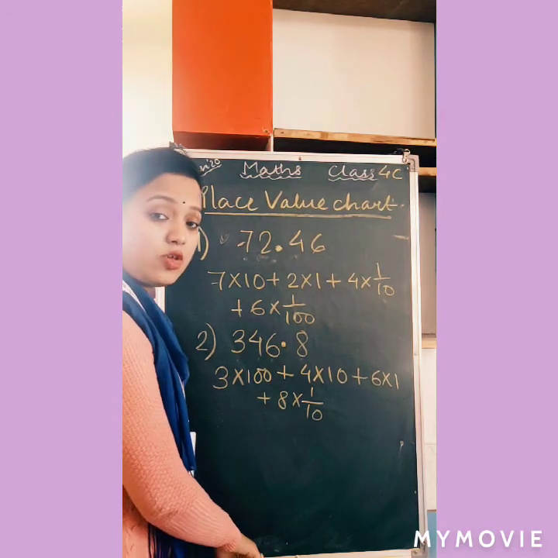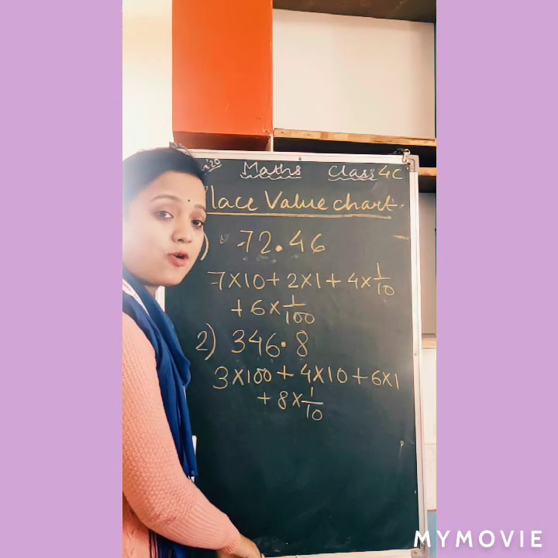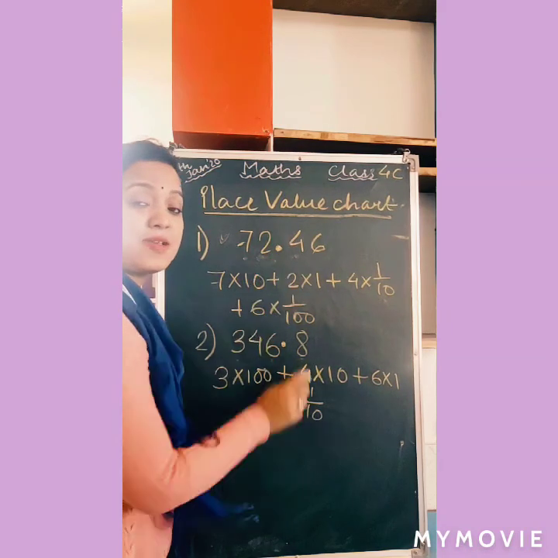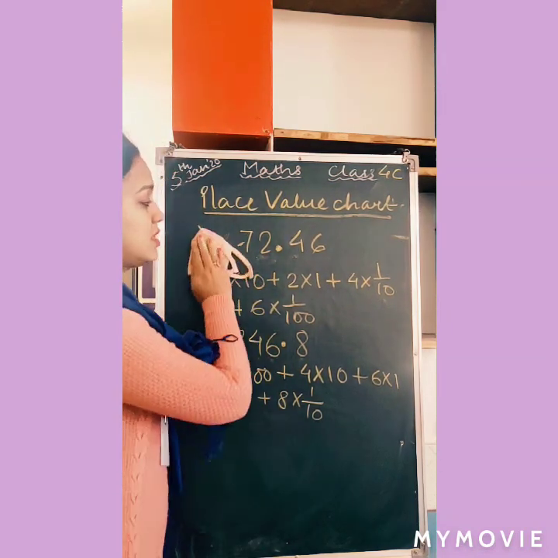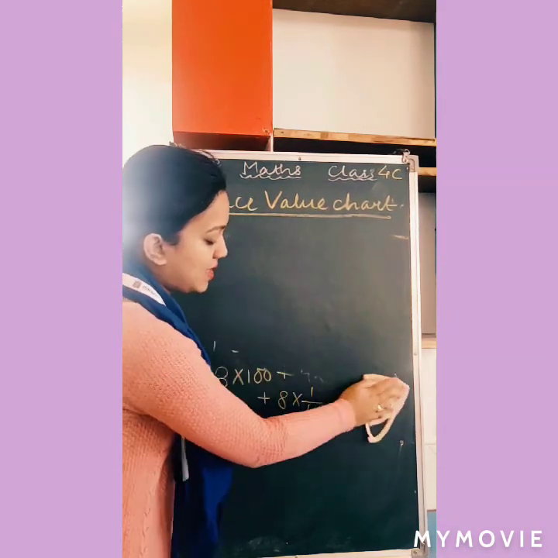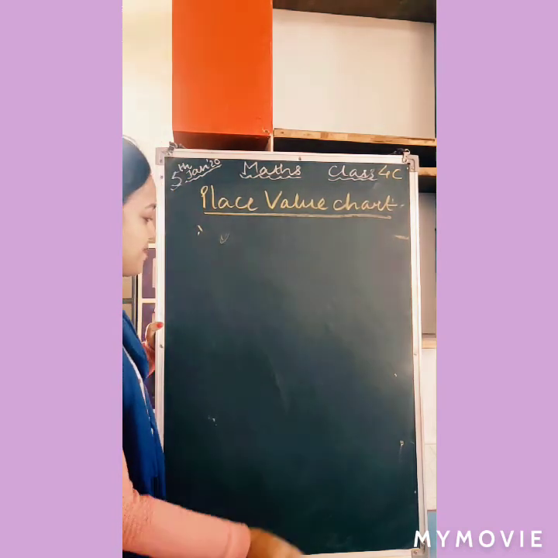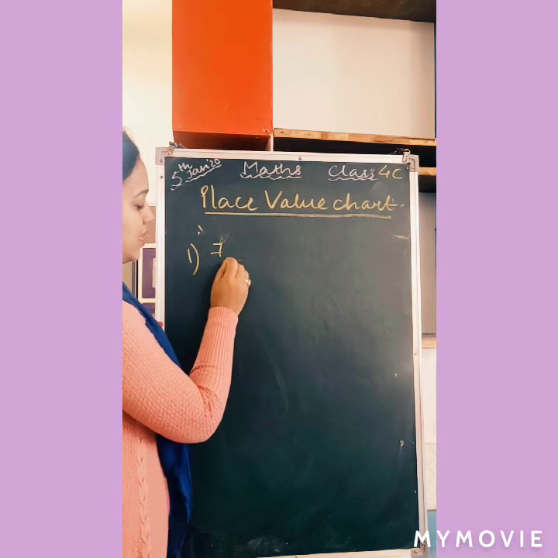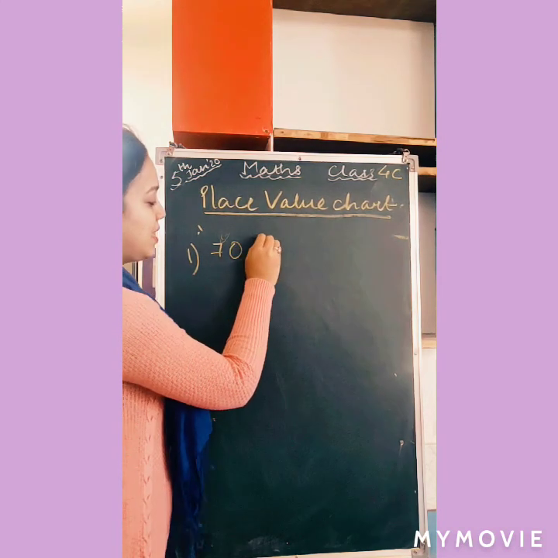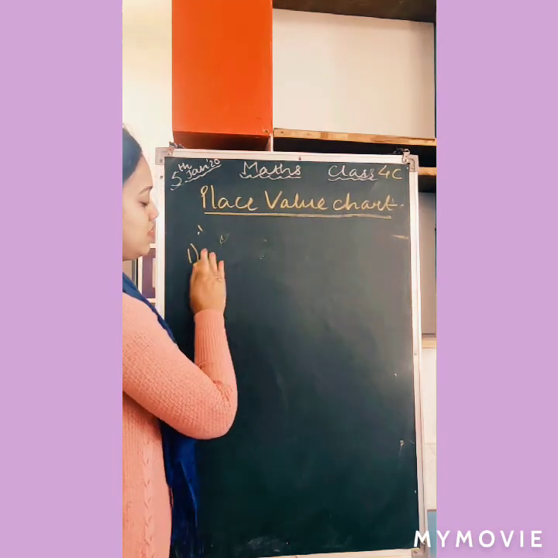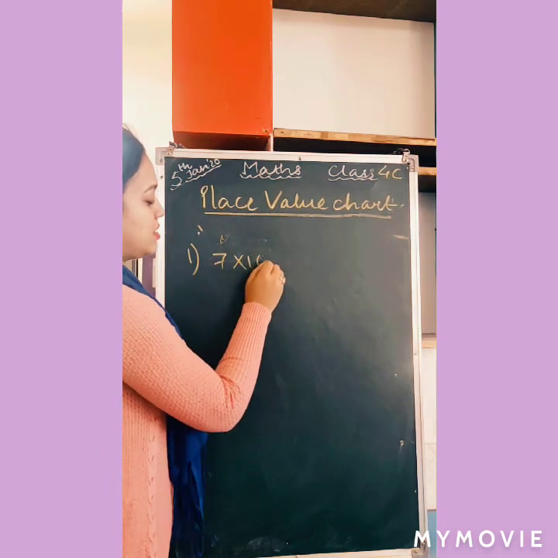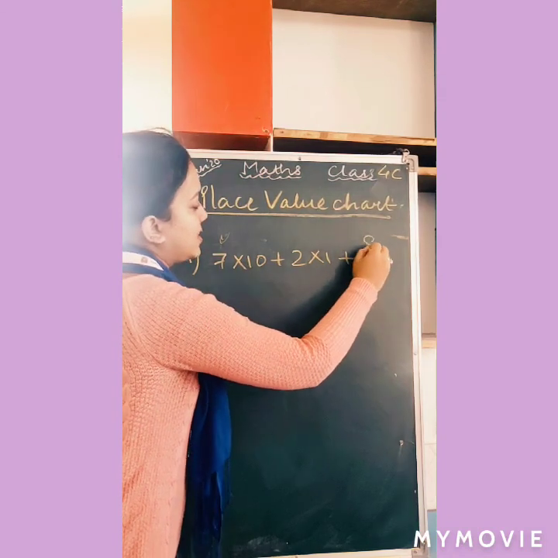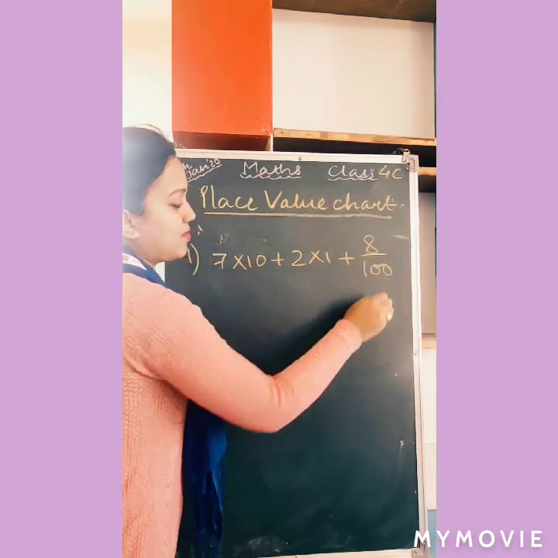Now sometimes you will be provided with the expanded form and they'll ask you to write it in the short form. Short form is nothing but the decimal number. So how do we do this? This is also very simple. Just have a look. Suppose you have a number 7 into 10 plus 2 into 1 plus 8 by 100.